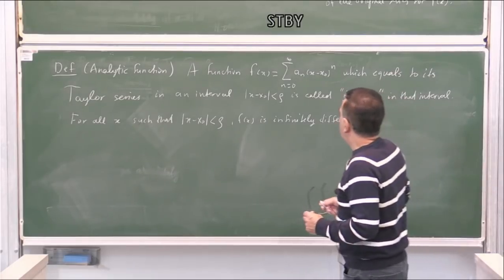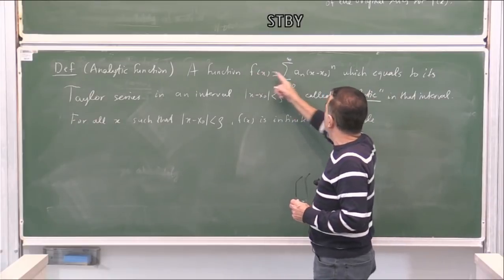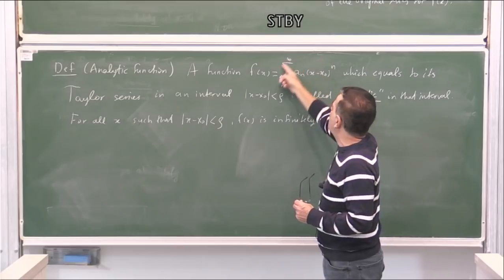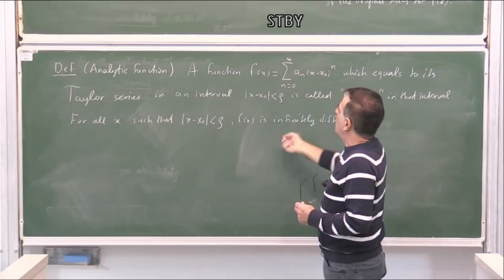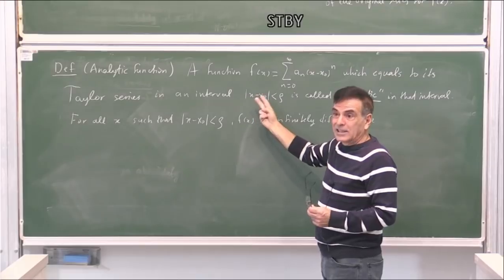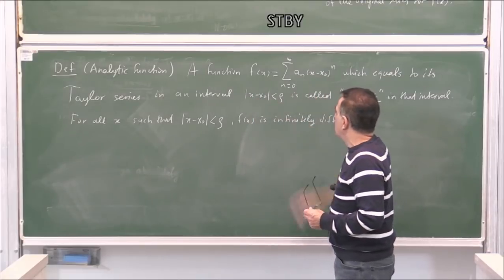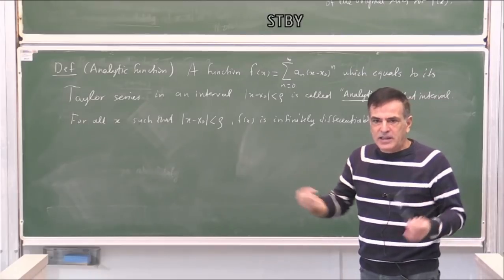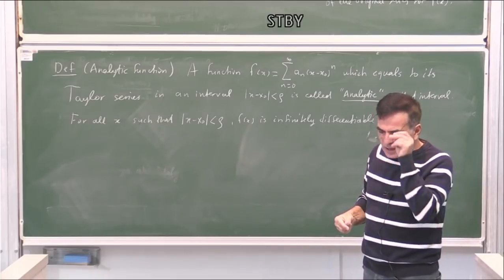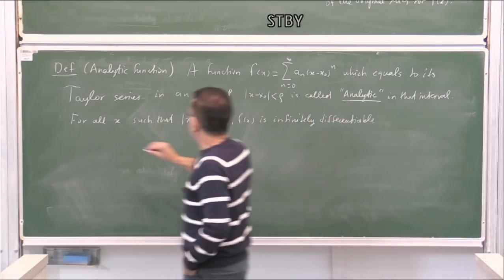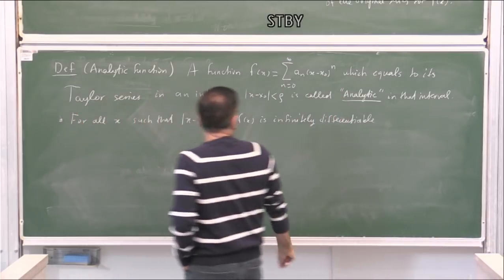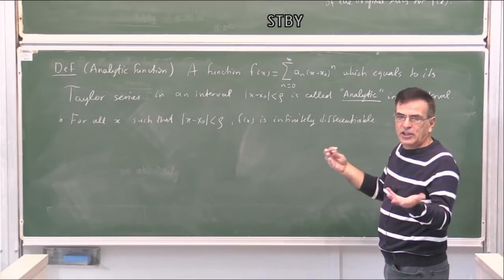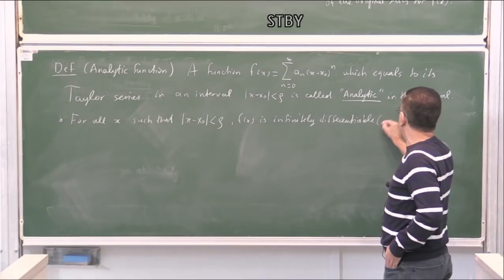However, if a function equals the sum of its Taylor series at some x, at all x in fact in that interval, then it is called analytic, and such a function is infinitely many times differentiable. And it can be shown that it is infinitely differentiable, or differentiable up to any desired order.